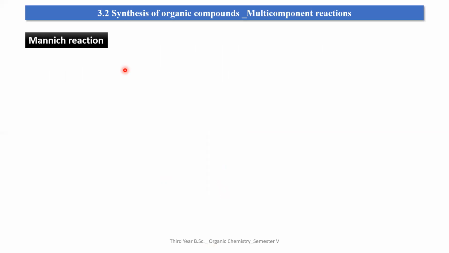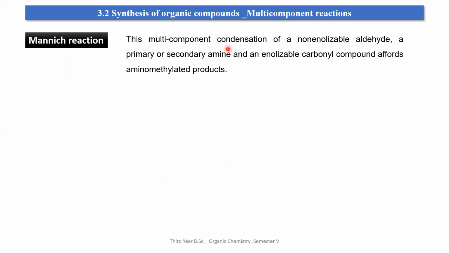Next, we are going to consider the first multi-component reaction, that is the Mannich reaction. In this topic, we have two multi-component reactions, and the first one is the Mannich reaction. Basically, the Mannich reaction is a multi-component reaction which involves condensation of a non-enolizable aldehyde, a primary or secondary amine, and an enolizable carbonyl compound, which forms aminomethylated products, right? So this is the basic requirement of this reaction.